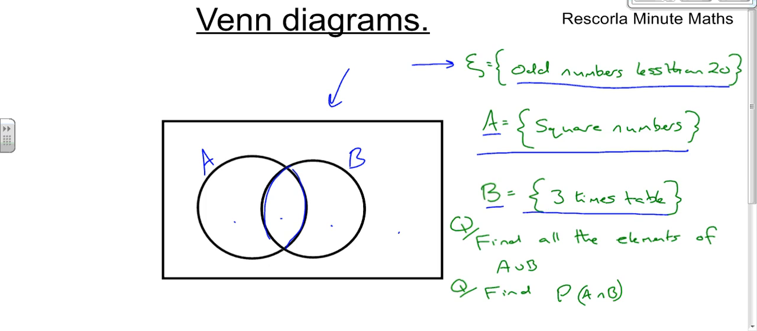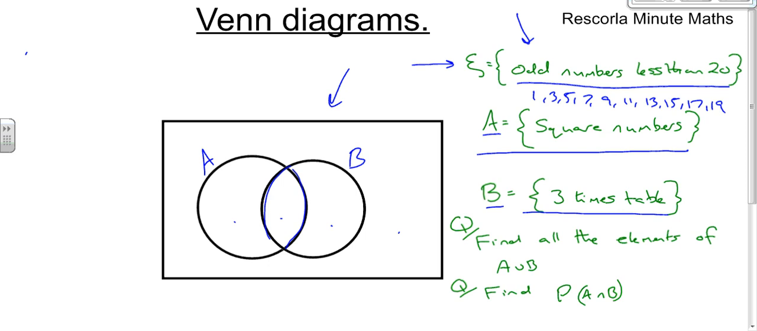So what I would do to start off with is write out what the universal set is. So write out all the numbers that are going to lie in that set, all the odd numbers less than 20. So we've got, if we write them over here, 1, 3, 5, 7, 9, 11, 13, 15, 17, 19. Now this is the universal set. That's everything that's got to go in your Venn diagram. So these are all the numbers that are odd and less than 20.